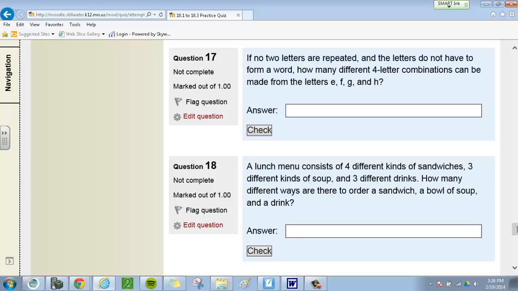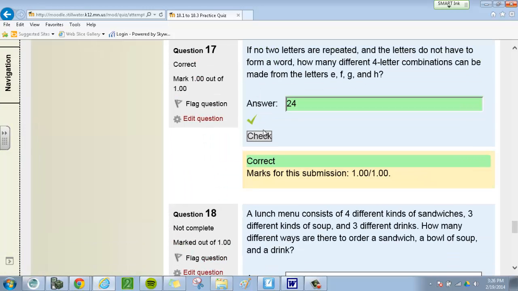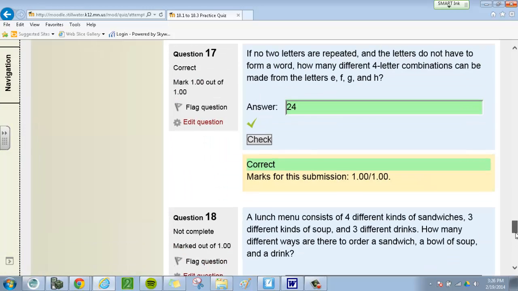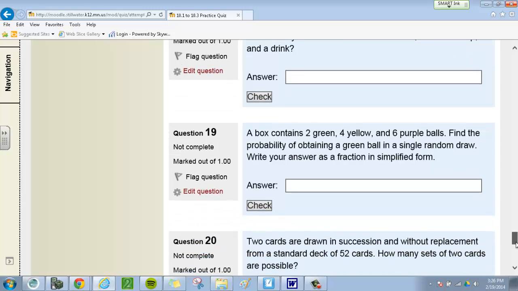Okay, if no two letters are repeated and the letters do not have to form a word, how many different four-letter combinations can be made from the letters E, F, G? So no two letters, so we can't repeat them. The letters do not have to form a word. Oh, well, there's four letters. So you can arrange them 4 factorial ways. 4 factorial is just 24. Okay. Let's check that one out. 24. Moving on.